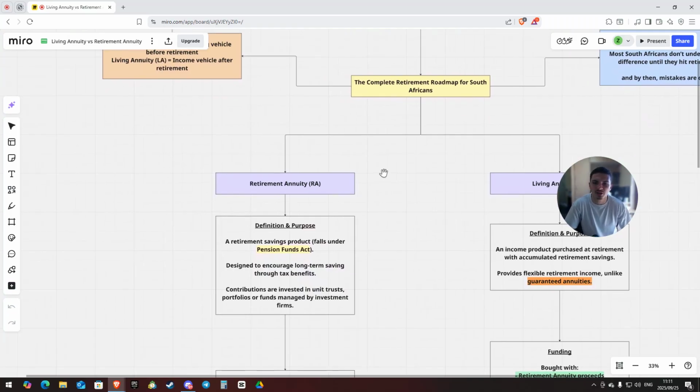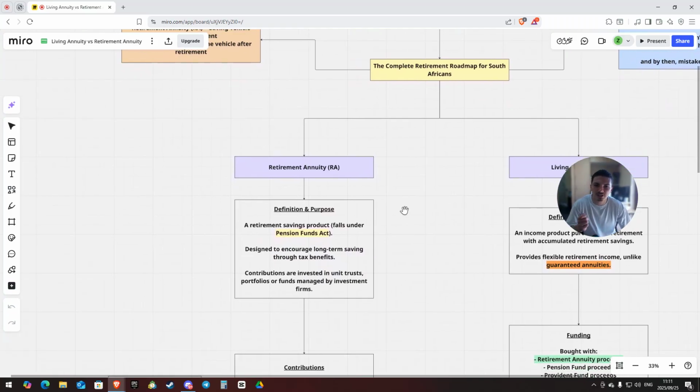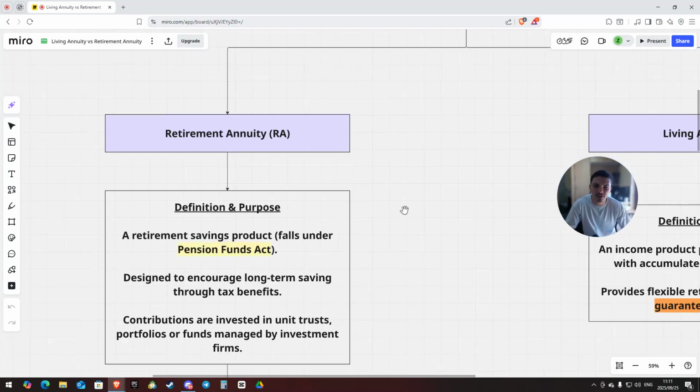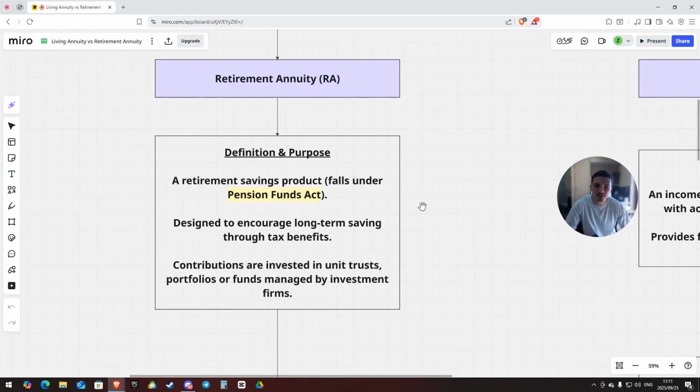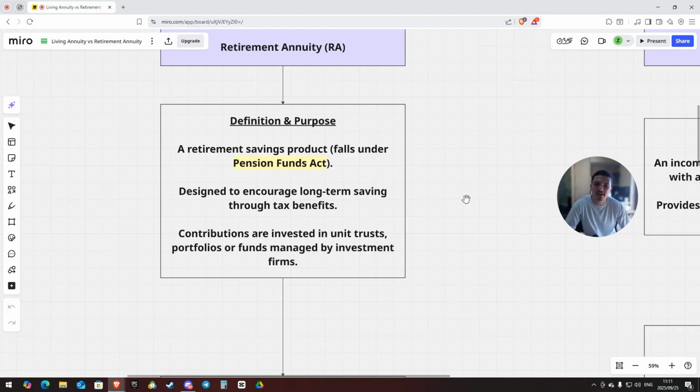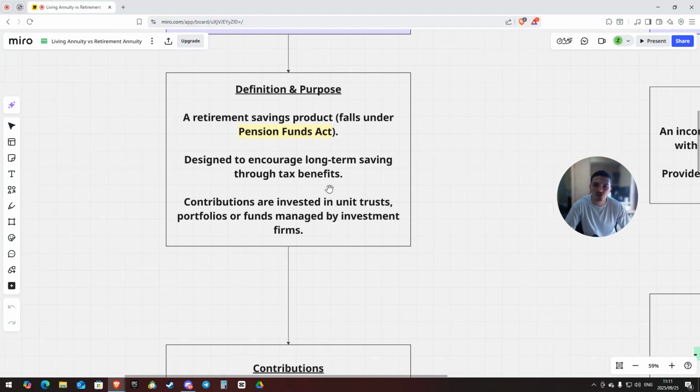So first thing is retirement annuity. A retirement annuity is a savings product and falls under what we call the Pension Funds Act, South African legislation. It's designed to encourage long-term savings through tax benefits, and contributions are invested into things like unit trusts, portfolios, or funds managed by investment firms.